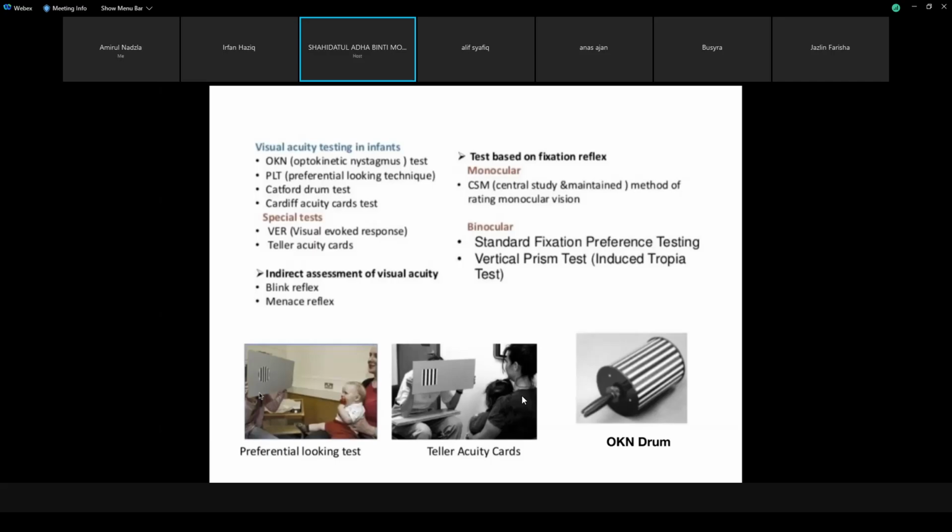Catford drum is more or less like the OKN drum but with pictures. And then we have this Cardiff Acuity card test. This one is available in the clinic. You guys can have a look too. Other than that, there are special tests which include visual evoked response and Teller acuity cards. And other than that, indirect assessment of visual acuity. This indirect assessment, which is the blink reflex or menace reflex, we use to assess the potential vision of babies or infants in the ICU.